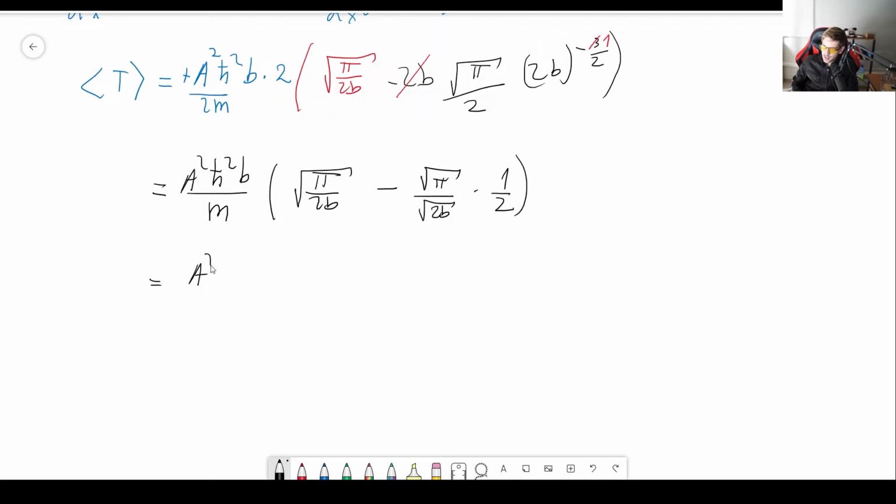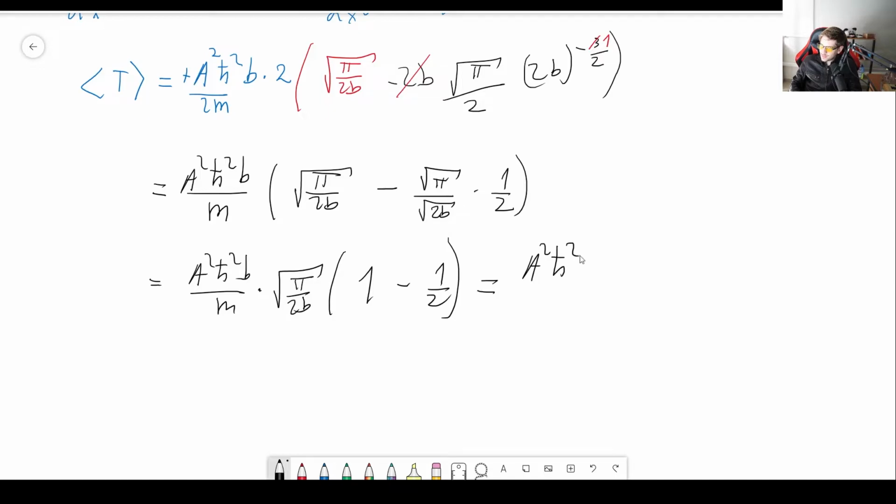So we get a squared h bar squared b over m. Didn't factor it. So we want to factor out square root of pi over 2b. And we get 1 minus 1/2, which is, of course, 1/2. So here we get a squared h bar squared b over m square root of pi over 2b times 1/2. So maybe let's put the 2 here.